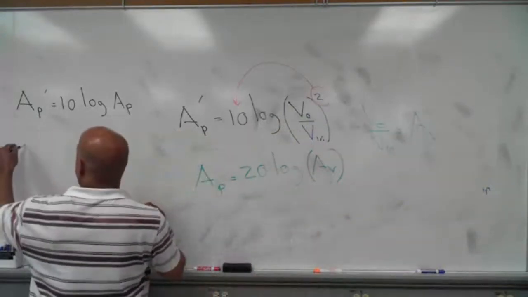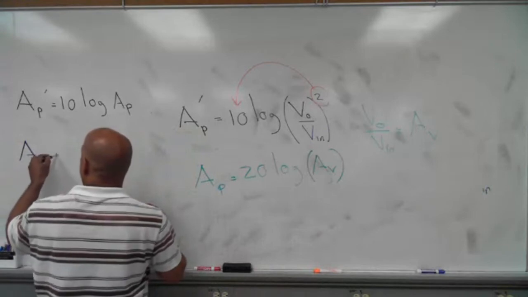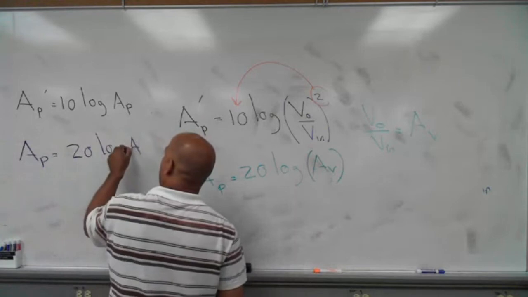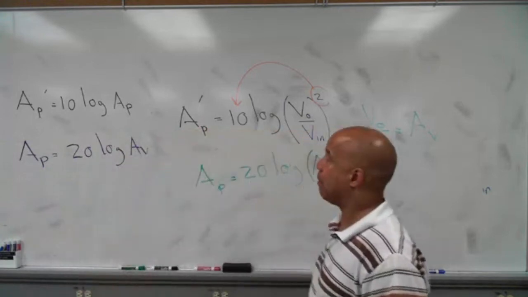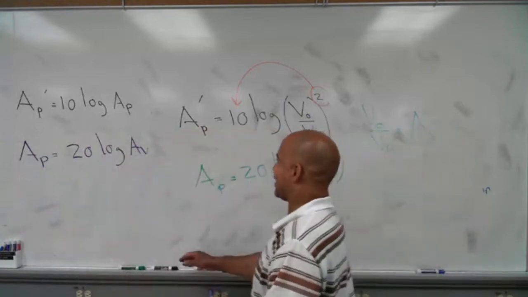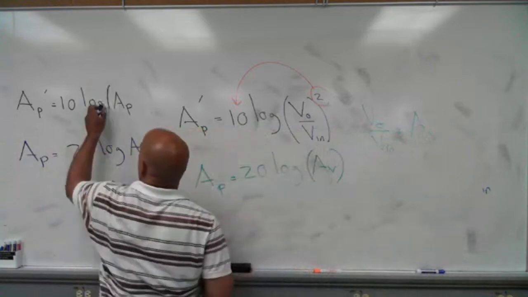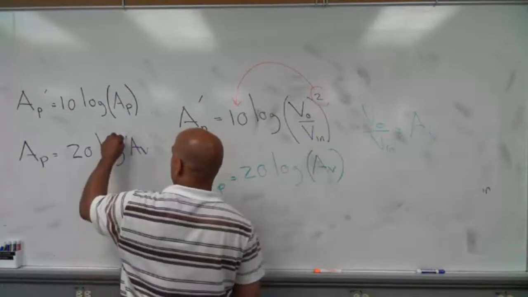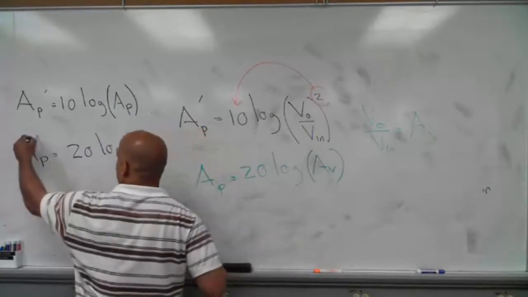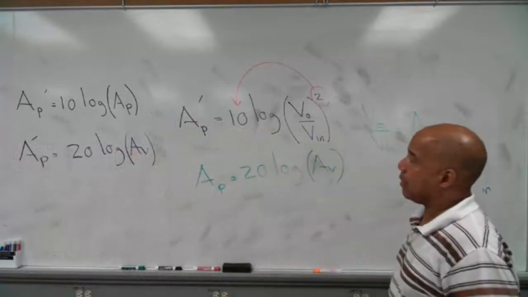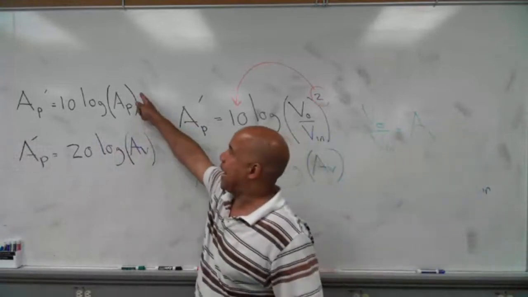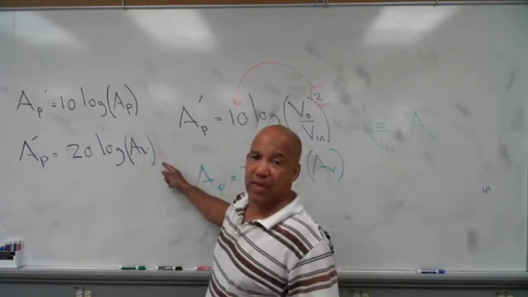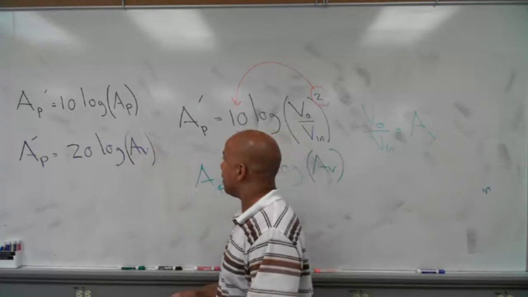The power gain is equal to 20 log the voltage gain. 20 log the voltage gain. And I think this looks nicer if I do this. I don't know about how you feel about it. And that's a decibel gain. So I can get the decibel power gain if I know P out and P in. I can get the decibel power gain if I know V out and V in, the regular voltage gain.